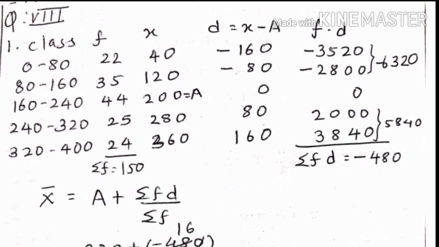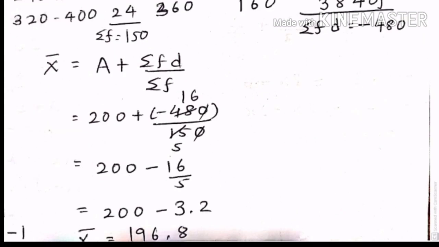So here the numbers are somewhat bigger, but not that much bigger, so you can solve it accordingly. We get sigma FD equal to minus 480 and sigma F equal to 150. Now to get the mean, I place the formula x bar is equal to A plus sigma FD upon sigma F. You can see A is chosen as 200. So instead of A, place 200 plus sigma FD, which is minus 480, upon sigma F, which is 150.